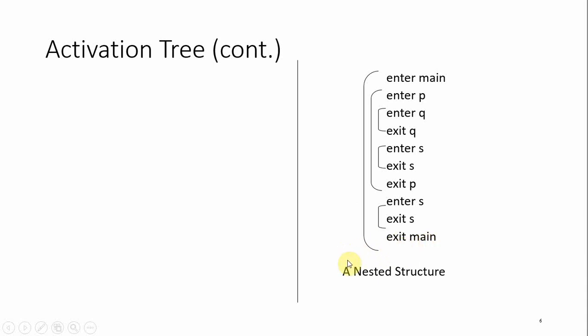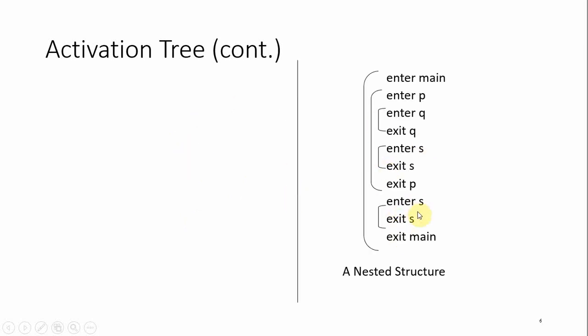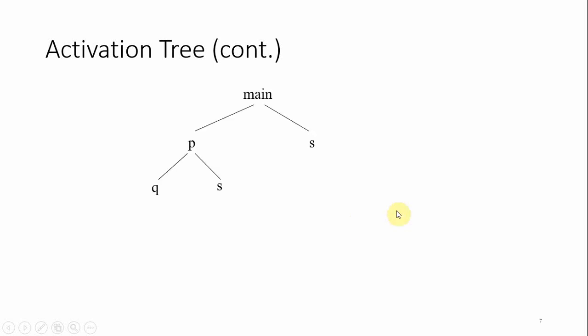If you want to represent the same with the help of a tree, it will look like this. Main is the root of the activation tree. It calls a procedure P, which calls a procedure Q, then it calls a procedure S, then the procedure P completes its execution. Outside P we also have a call to the procedure S, so it will form another child of the main procedure. If you look at this, P is to the left of S, which means the lifetime of P will be completed before the lifetime of this procedure S.